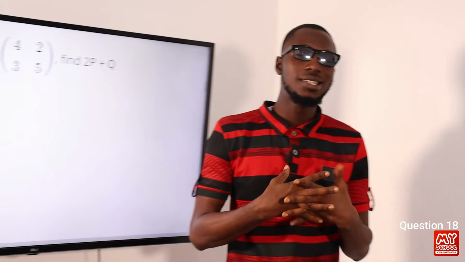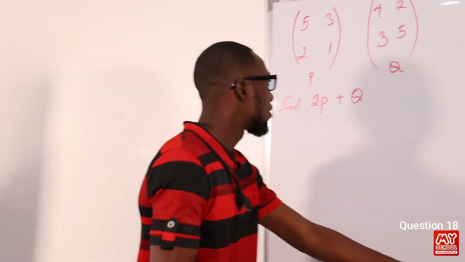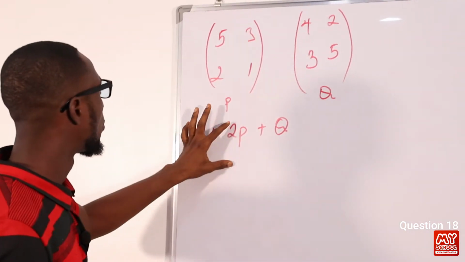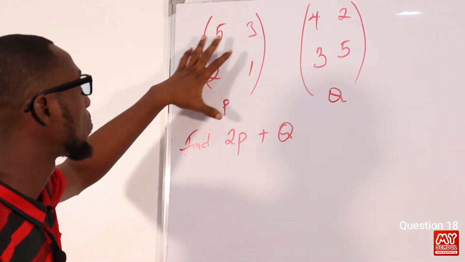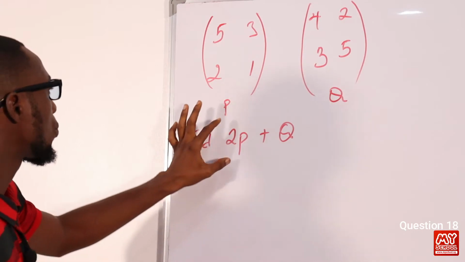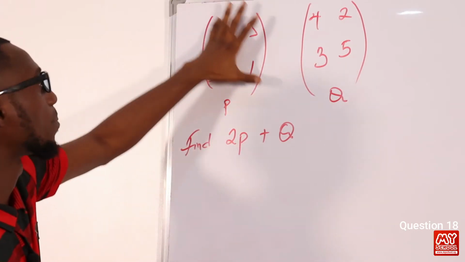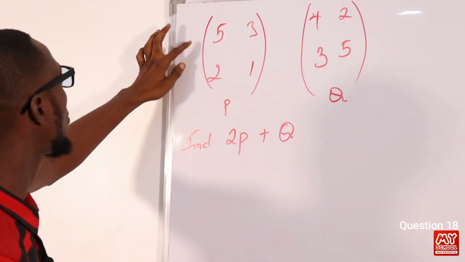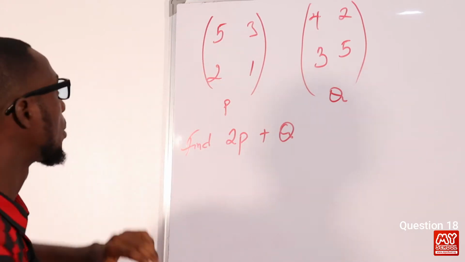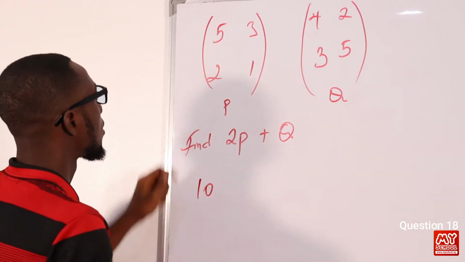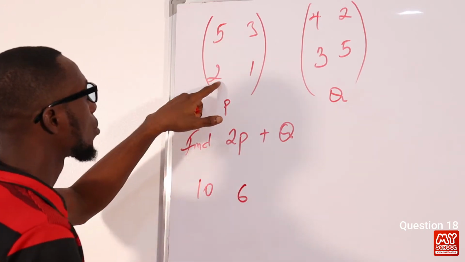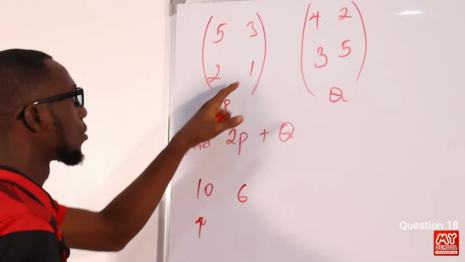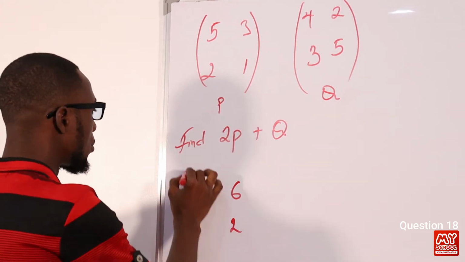All right, so definitely this is a matrix. So we are dealing with matrices. We are told 2 of P will be added to Q. So this is P and this is Q. 2 is acting as a scalar here. It's going to multiply this. So that will be 2 times 5, that will be 10. Then 2 times 3, that is 6. 2 times 2, we have 4. 2 times 1, we have 2.